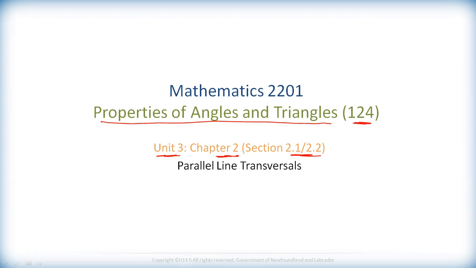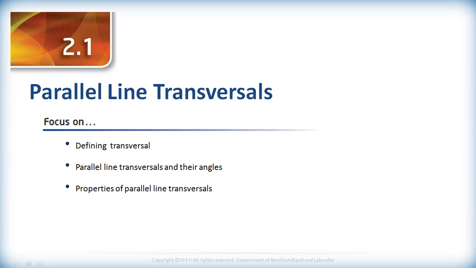We're going to talk about a magical thing called parallel line transversals. Okay, so we're going to define what a transversal is. We're going to take a look at some parallel line transversals, and we're going to talk about the names that we give to the angles. Really we're just going to get some vocabulary down there. And then we're going to talk about some of the properties of parallel line transversals, and those are important. All right, so let's get right to it.